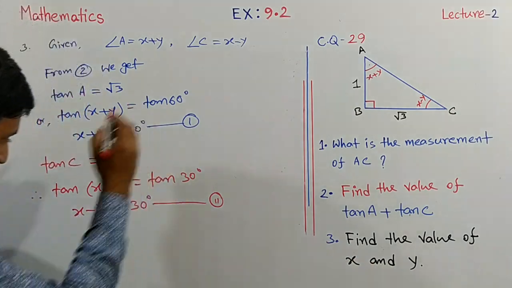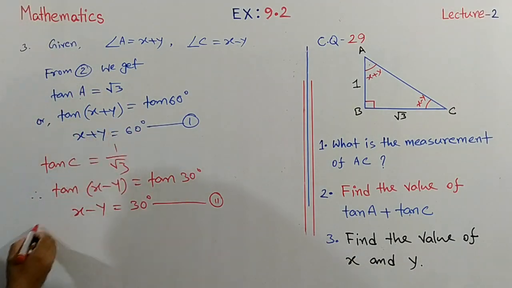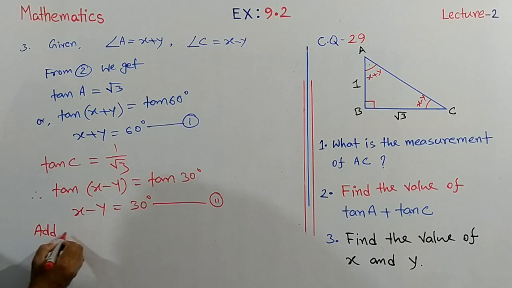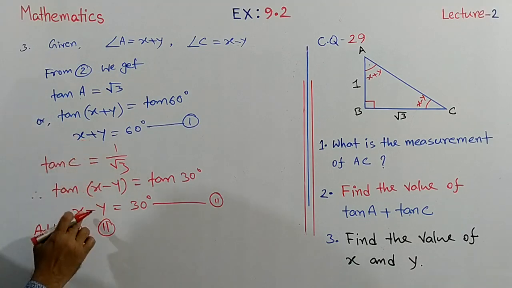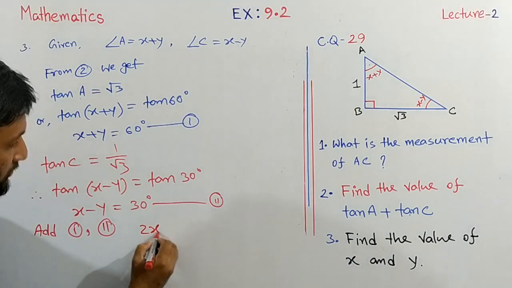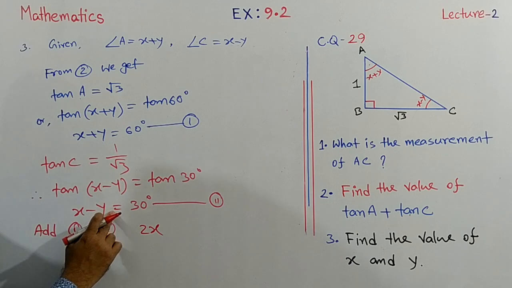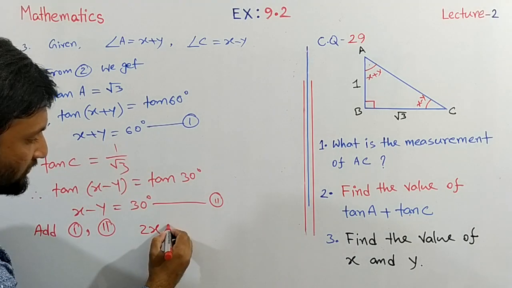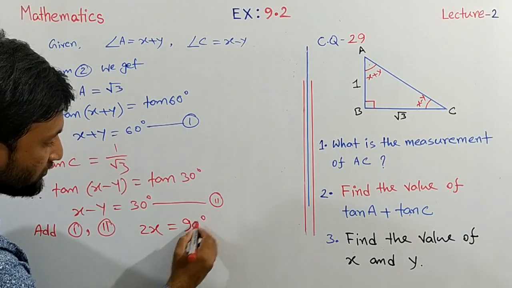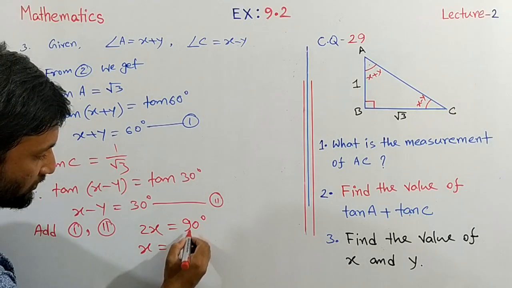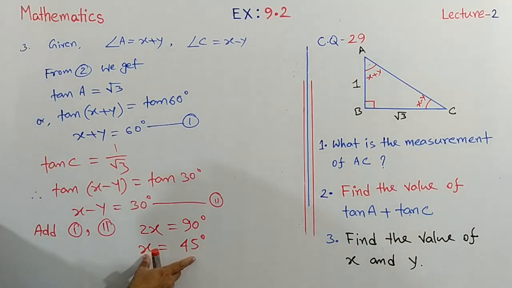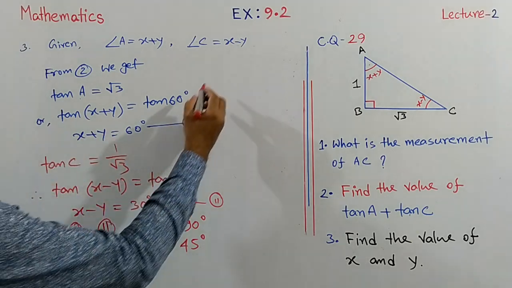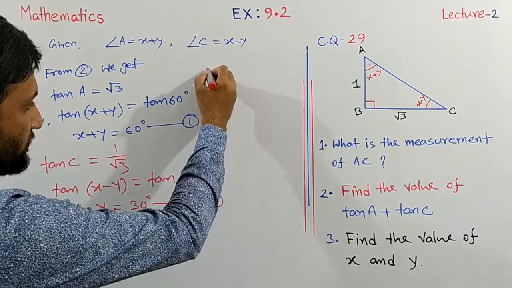So by using this equation 1 and 2, by simple calculation we can find easily x and y. So at first add these two equations, add 1 and 2. So x plus x, 2x, and y plus y and minus y vanish. So 60 degree plus 30 degree, 90 degree. So x equals 45 degree. Okay, now putting the value of x in equation 1.